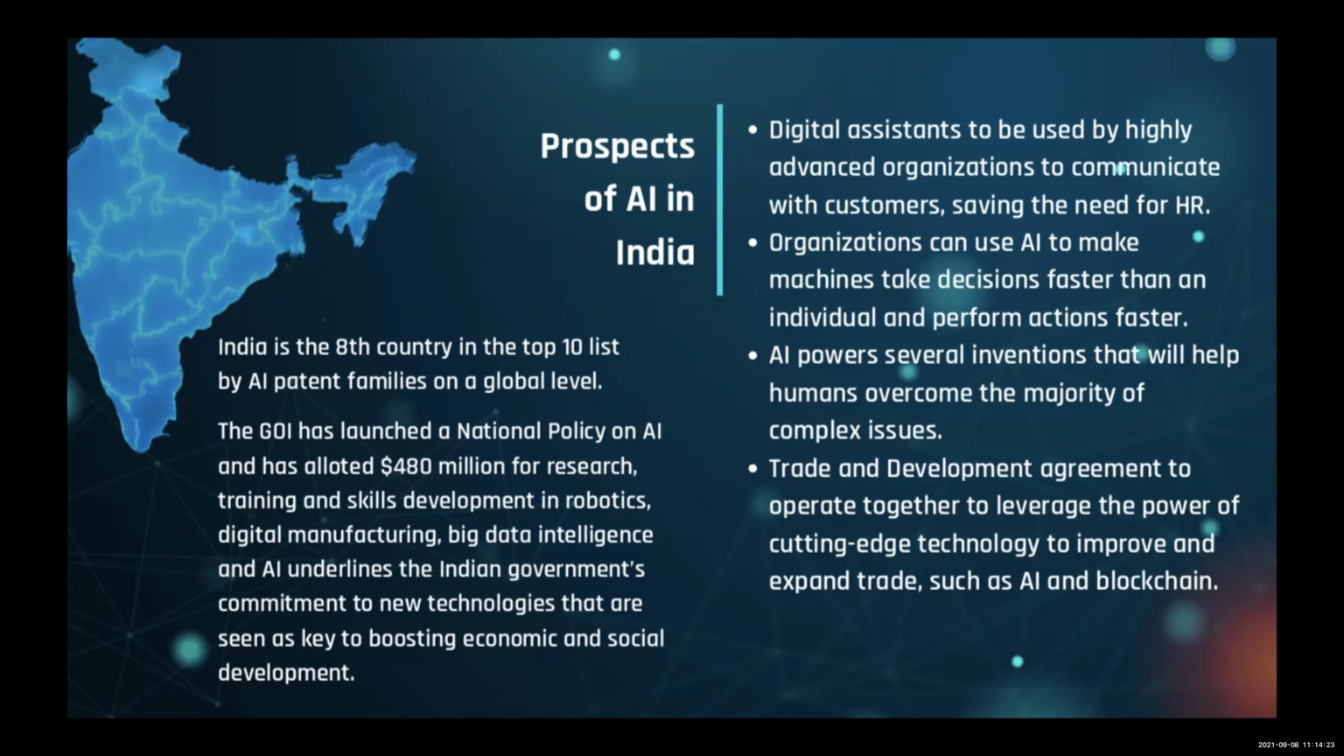We look at how organizations can use AI to make machines take decisions much faster than humans can. AI powers several inventions that will help humans overcome the complexity of issues. We know for a fact that AI, being a rapid and rising technology, is bringing a dramatic shift in the world of technology, where it can be applied for more productivity and success in order to simplify the system, from just our cell phones to diagnosing diseases.